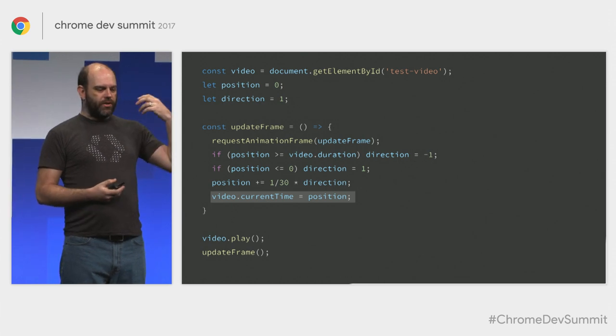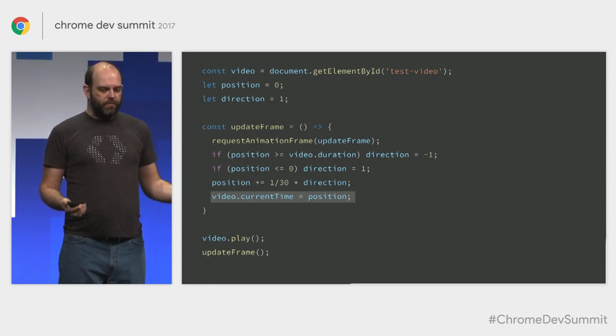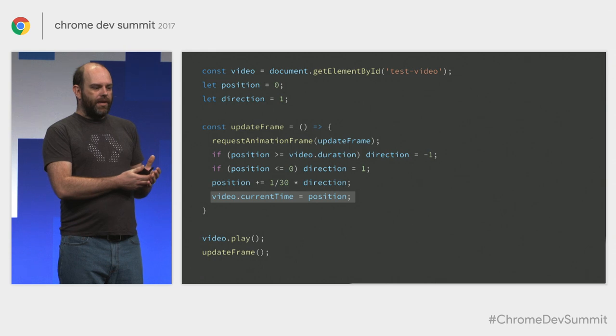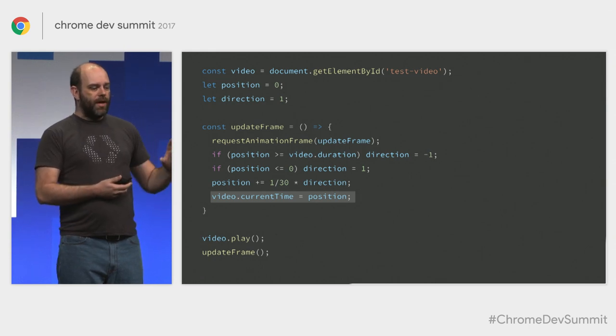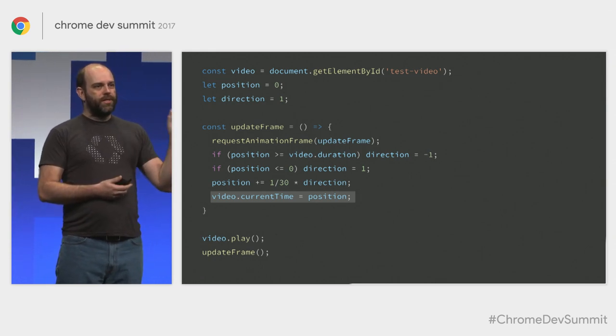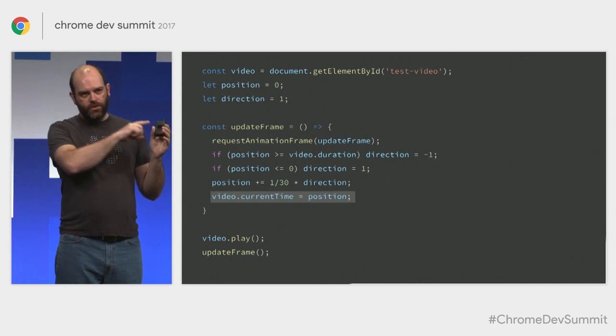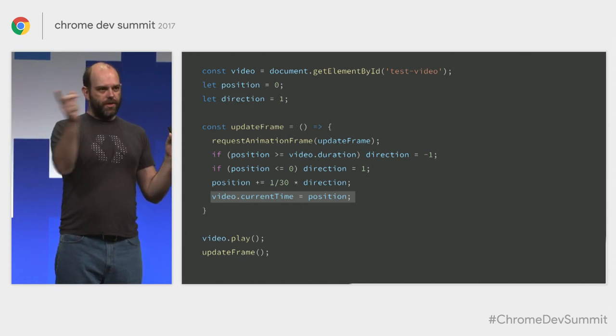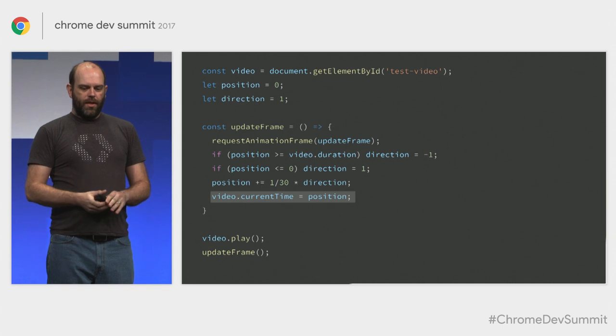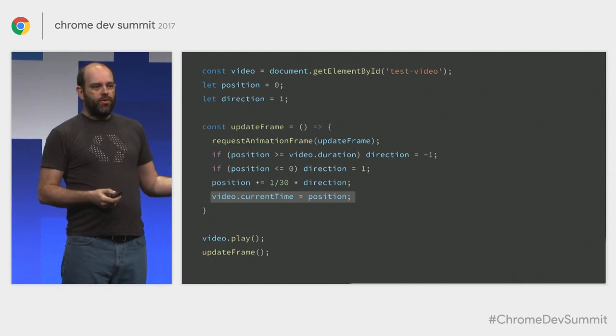So I tried to do something that was pretty simple. I'd play the video, and on each frame, I would set where in the video I wanted to be in that frame, and as soon as it got to the end, it would set the direction to -1, and it would come back again. And then the idea was to record this with Media Recorder.